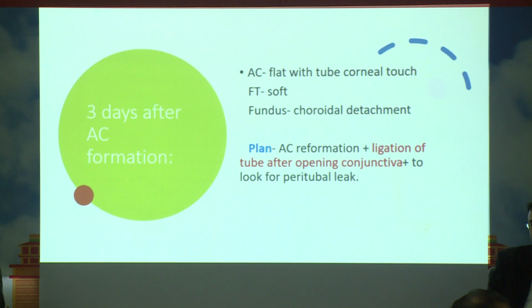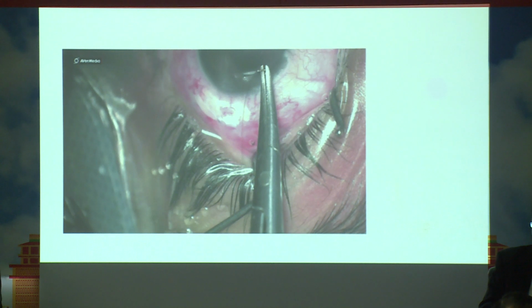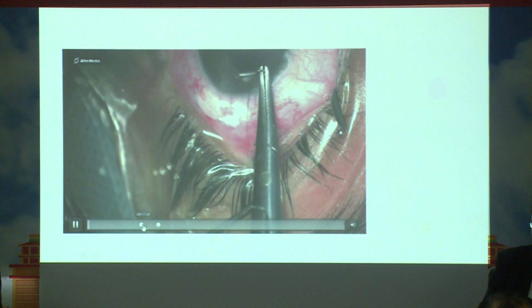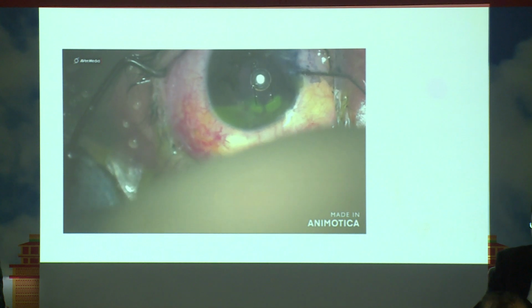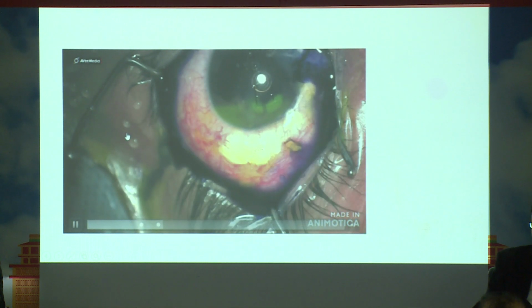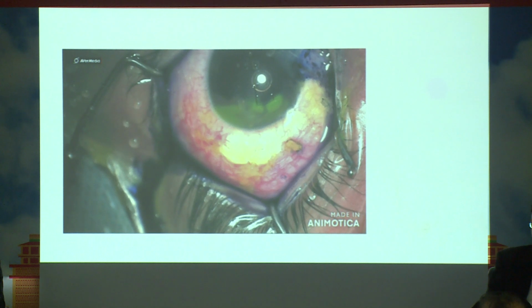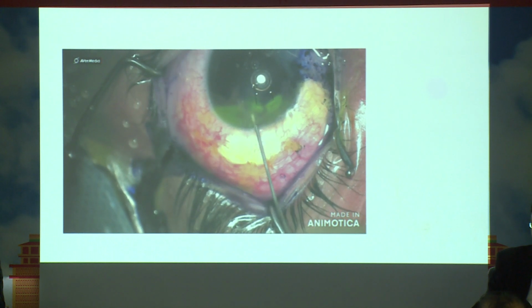3 days after the AC formation, however, the AC was once again flat and there was tube cornea touch. Finger tension was soft. Choroidal detachment still persisted. So now we planned on AC reformation again, but this time with ligation of the tube after opening the conjunctiva and to look for peritubal leak. On table, first we stained with fluorescein dye, but we didn't see any peritubal leak. Later we made a side port and injected trypan blue dye, but as you can see, no dye is really entering the AGV tube.